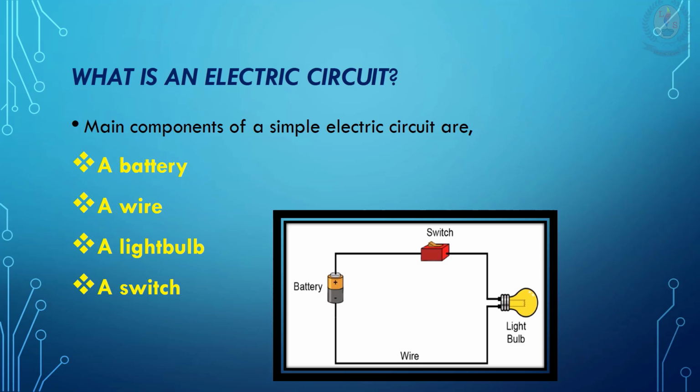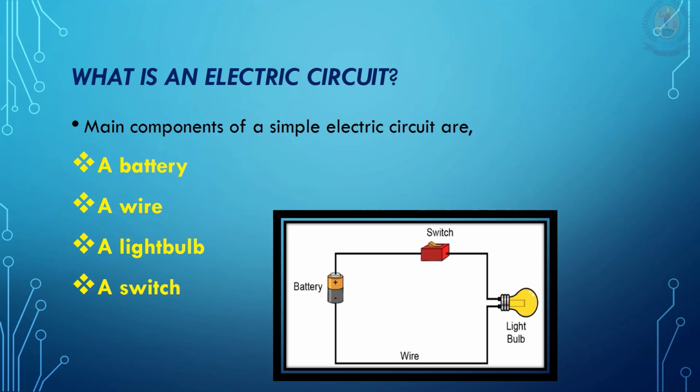Okay, when we are making an electric circuit, there are main components that we have to use to make a simple electric circuit. In that picture, what can you see, my dear children? Yes, those are the main components that we have to use to make a simple circuit. A simple electric circuit can have a battery, a wire, a light bulb and a switch.